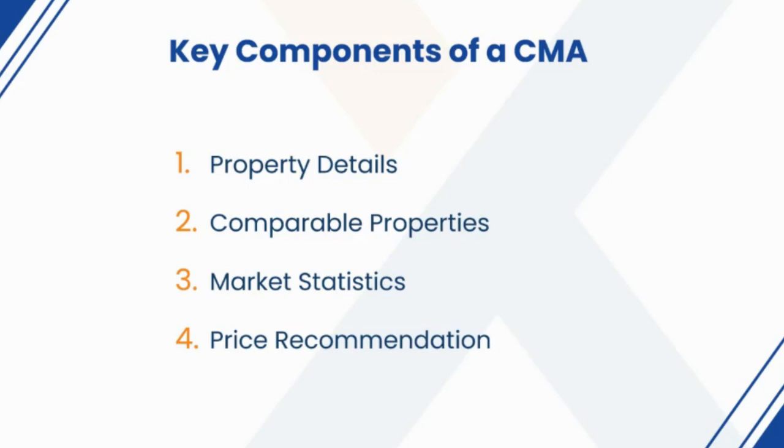Then, number 3 are the market statistics. Now, market statistics is good when it starts looking at trends. Is the market going up? Is the market going down? How many properties have sold in the last 3 months, the last 12 months? What has sold? Is it freeholds or sectional titles? What are the age groups of the people that are buying, that are selling? These are the market statistics.